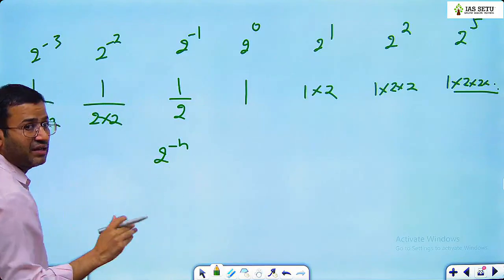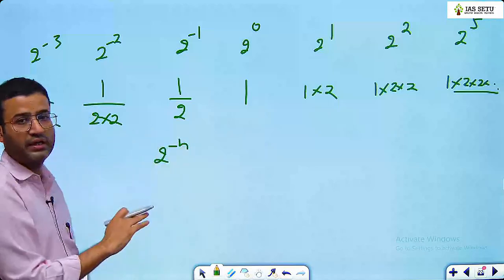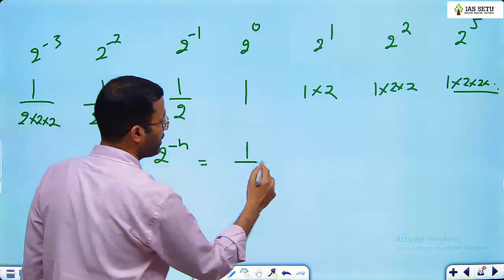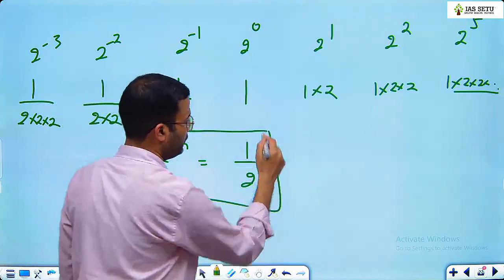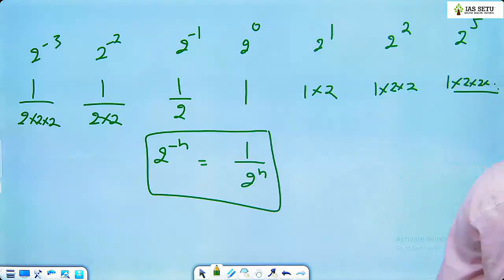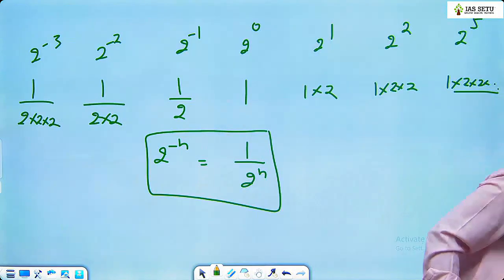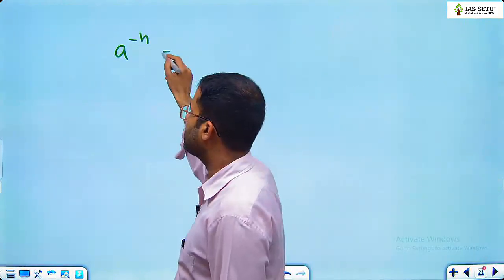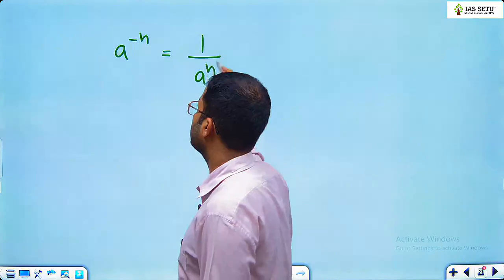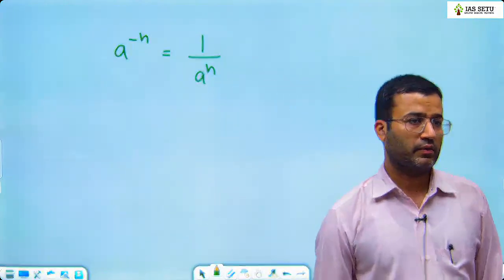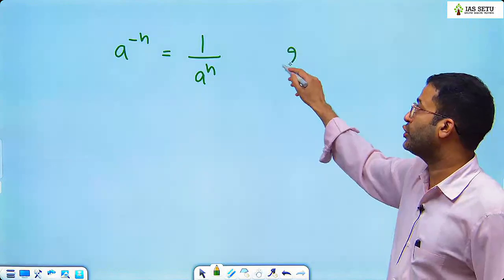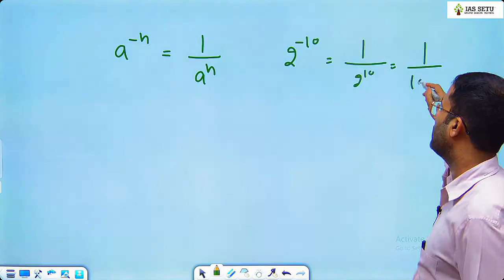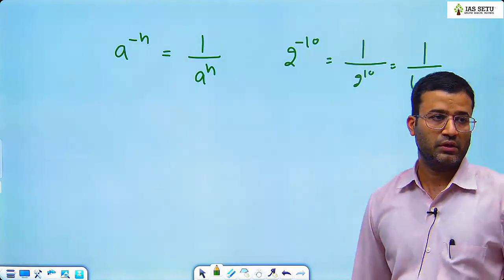2 is to power -n. कुछ लोगों को लगता है ये नेगेटिव नंबर है, it will be negative integer. नो, it will be छोटा नंबर but it will be positive number. तो it will be 1/2 is to power n. So you remember, this is important rule, rule number 7. Rule number 7 is a is to power minus n is equal to 1/a is to power n. So example like 2 is to power minus 10, it will be 1/2 is to power 10, which is actually 1/1024.